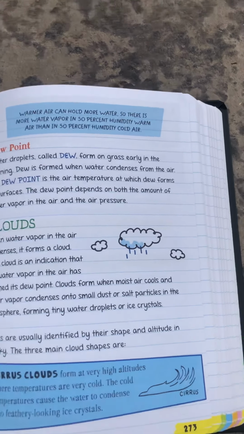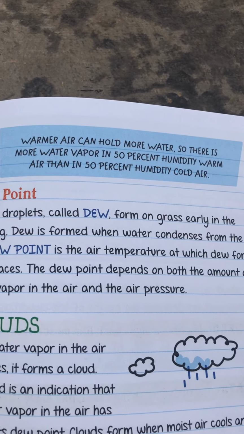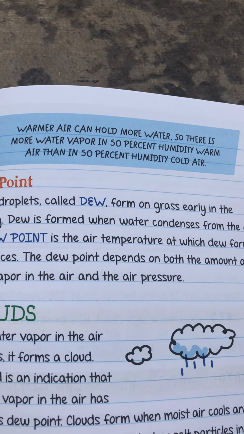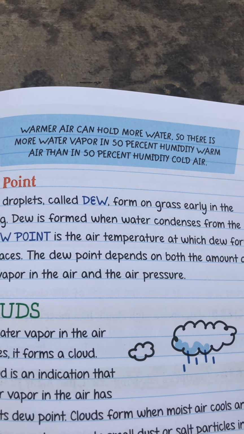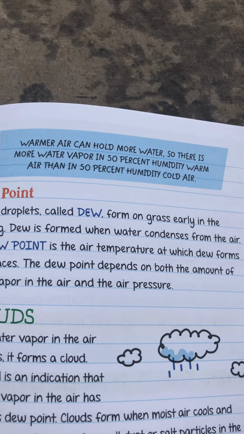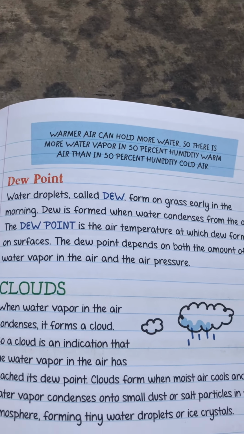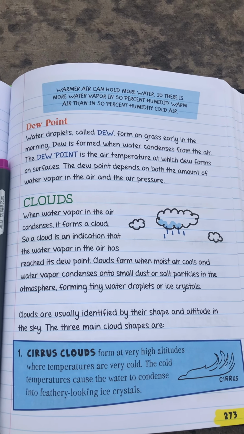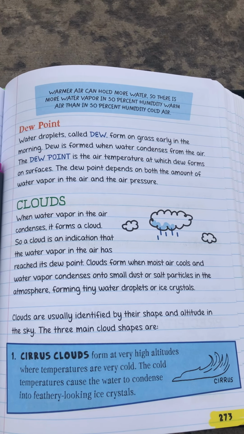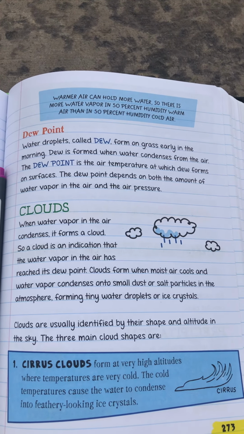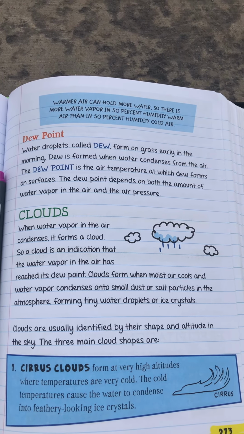And one thing I want to mention is in this blue box where it says warmer air can hold more water, so there is more water vapor in 50% humidity, warm air than there is in 50% humidity, cold air. I mentioned the dew point too the other day. I said if it's over 70%, then it's that uncomfortable, humid weather where we need air conditioning and it doesn't always make us feel comfortable.